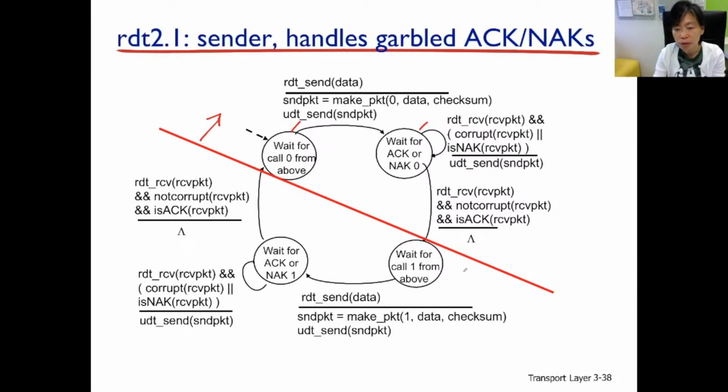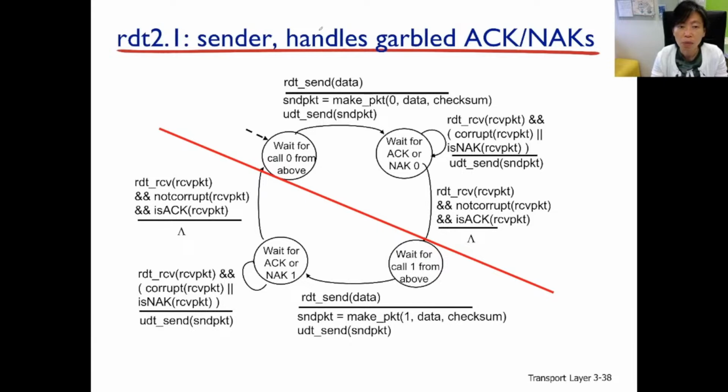If you go down further, this other half is actually very similar. Wait for call from above, and then wait for ACK or NAK. Okay, the only difference is this: wait for call 0 from above versus wait for call 1 from above. We just talked about the sequence number required to separate two packets one after another from a duplicate, a retransmission of an existing packet, isn't it? So having 0 and 1 is a way to tell a duplicate packet apart from a fresh packet. So we do need to have the separation here in the RDT 2.1 sender.